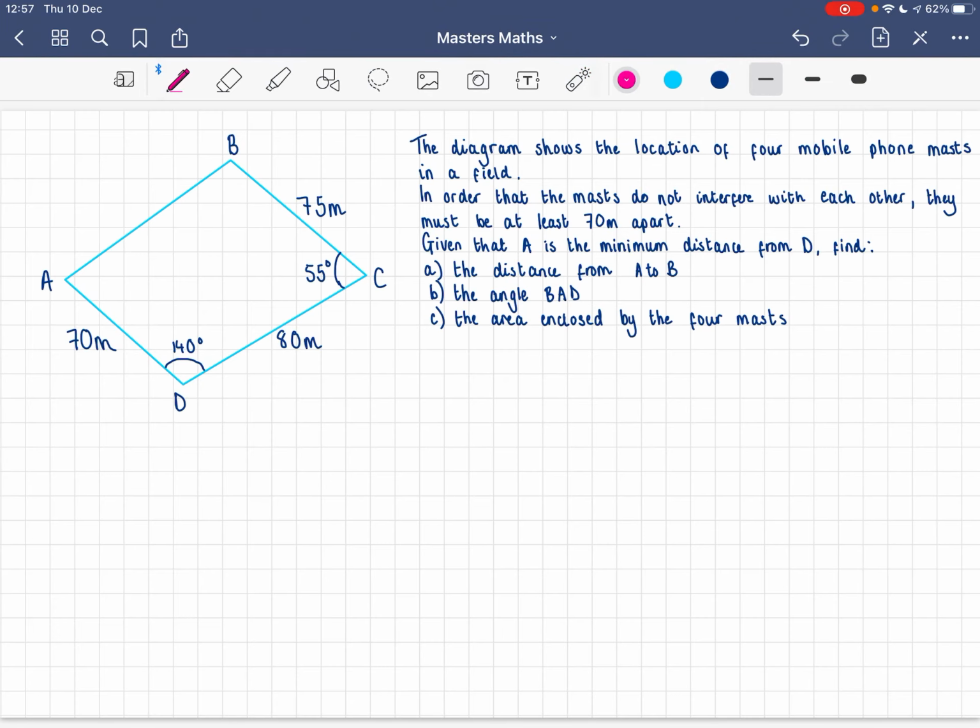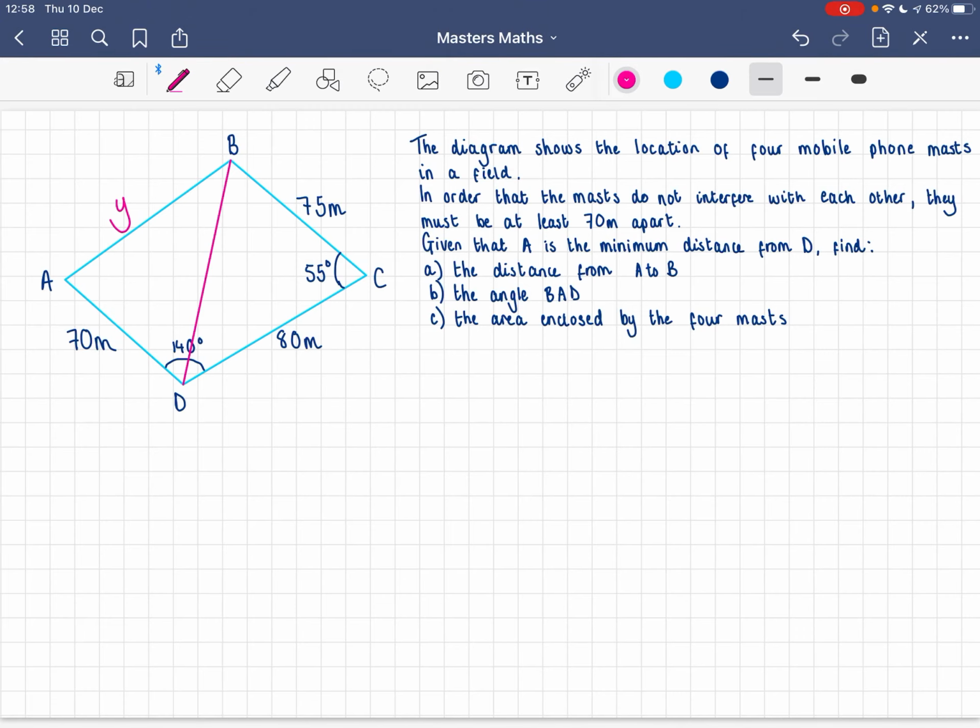So let's draw in a line across the middle. You could do it horizontally if you wanted and join A and C, but I'm going to do it this way. So now we have two triangles, triangle BDC and triangle BAD. And we have to use that information to find this side. So I'm going to call it Y.